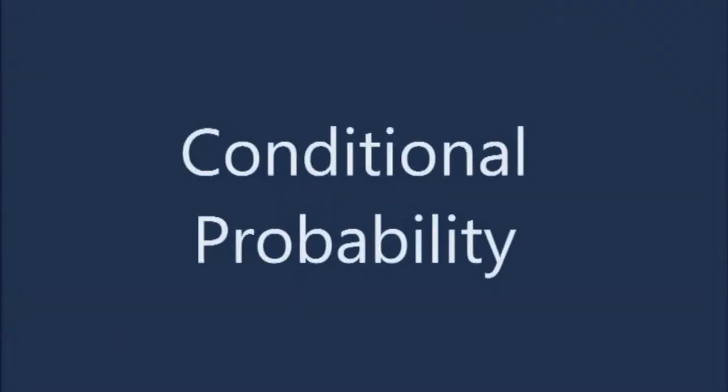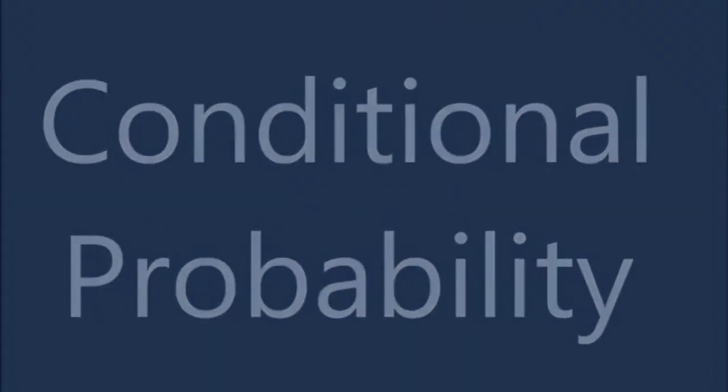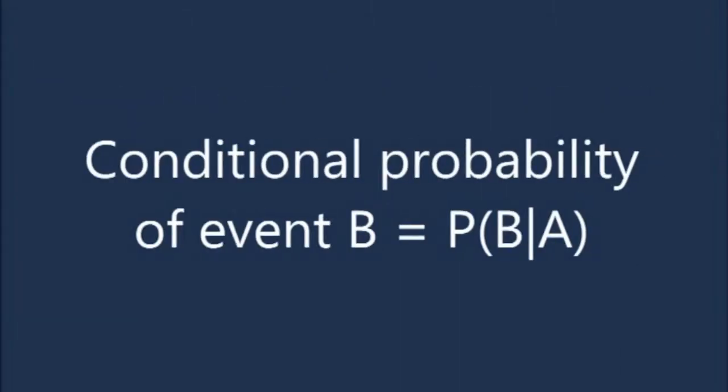Now let's move on to conditional probability. The conditional probability of an event B is the probability that the event will occur given the knowledge that an event A has already occurred. This probability can be written as the probability of event B given event A.